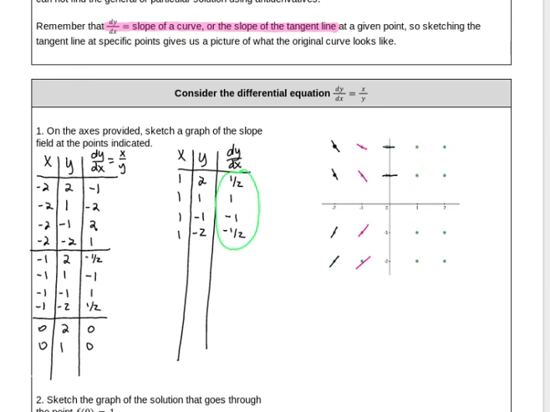So let's see, 1/2 is going to be something like this. +1 is going to be more like that. -1 and -1/2 is going to go right about there. Maybe it needs to be a little bit steeper than that. Or less steep, excuse me.